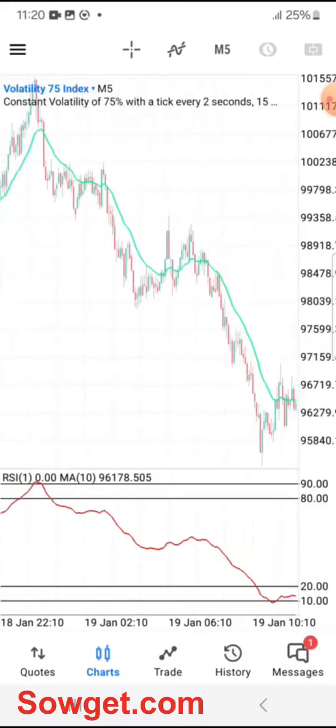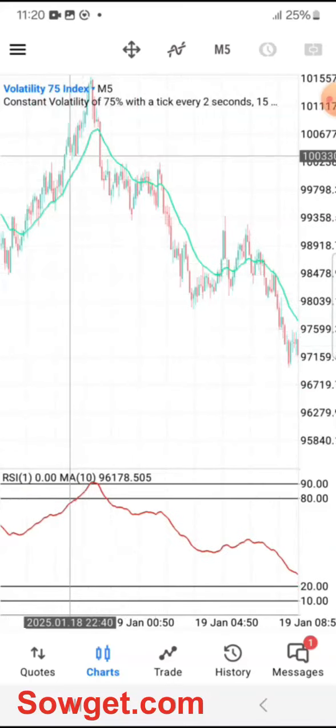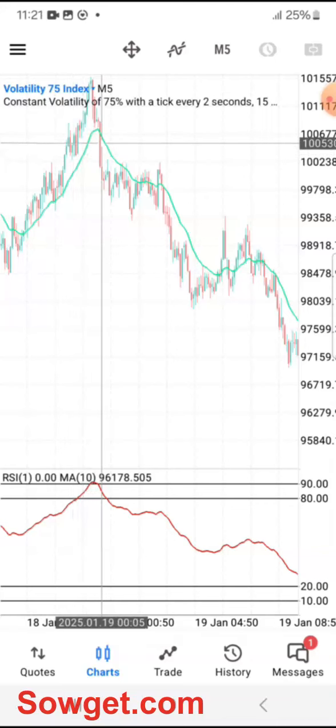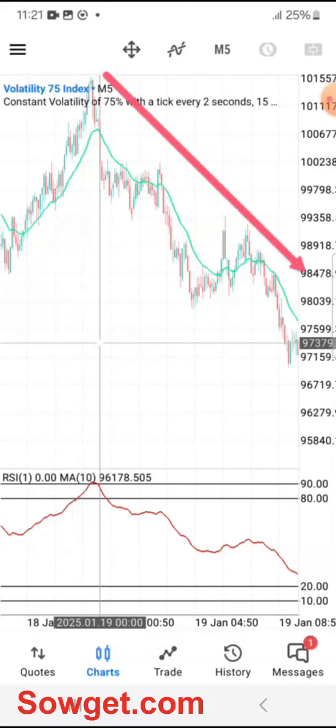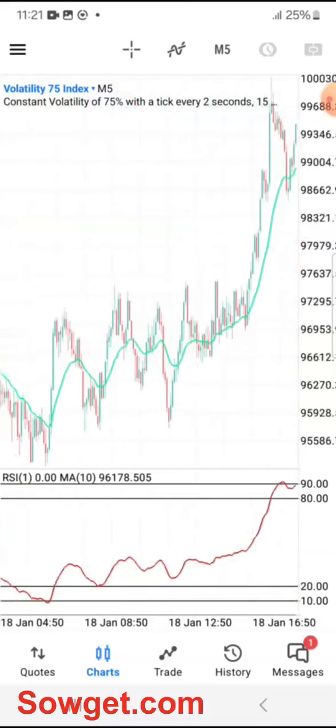Okay, you can see another signal here again. You can see that this strategy is very accurate. At the top here, it goes up above 80, above 90, comes below 90, comes below 80. Just enter your trade here. You can see the profit you make and the trend.